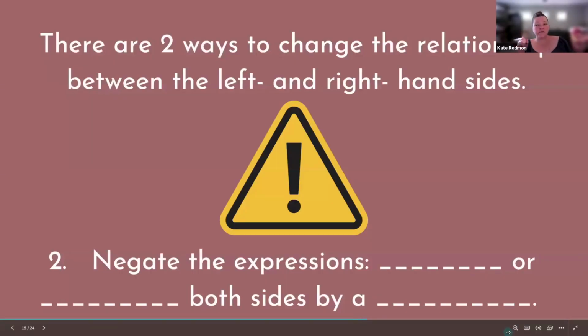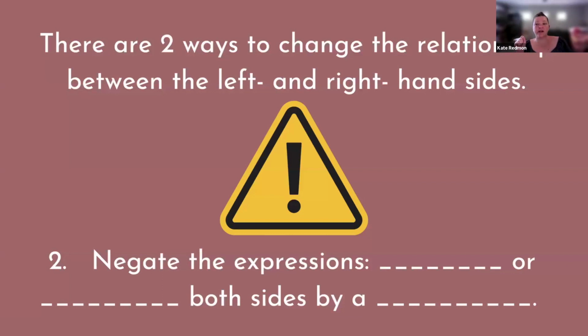But I didn't say there was just one way to change the relationship between the left and the right-hand sides. There are 2 ways. So you could flip the order, or you could do this. You could negate the expressions. Negate means change the sign from positive to negative or negative to positive.